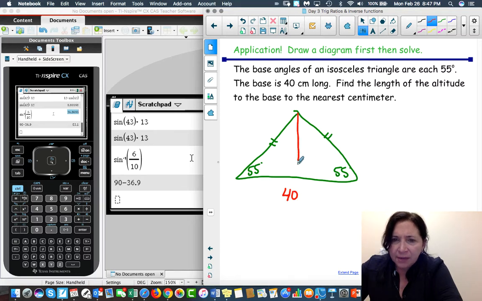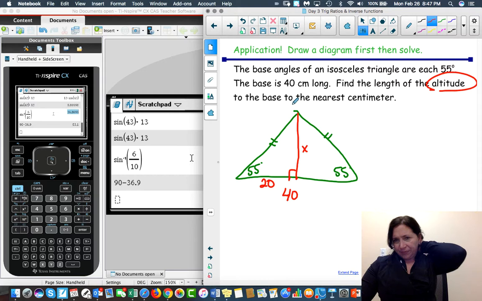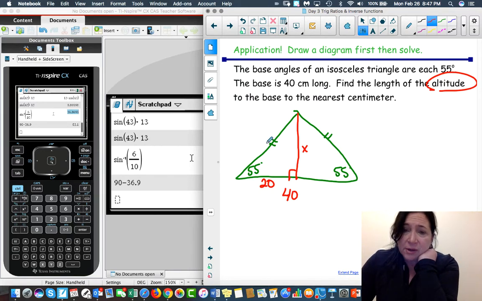So that means that when my altitude, because I want to know the length of my altitude, the height, X, this value here is 20. All right. So now you have to ask yourself, you don't know the hypotenuse. The hypotenuse is the side opposite the right angle. You don't want to find it. You don't care what that is right now. You just want to find X.